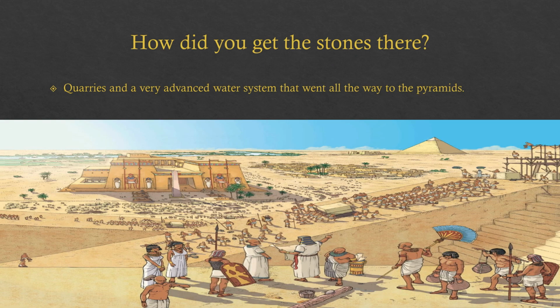But how did they get the stones there in the first place? Well, quarries have been found, and we have also found a very advanced water system that went all the way to the pyramids. That way you could transport large stones a long way.